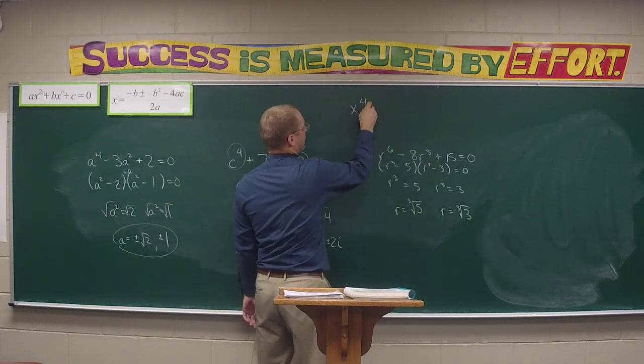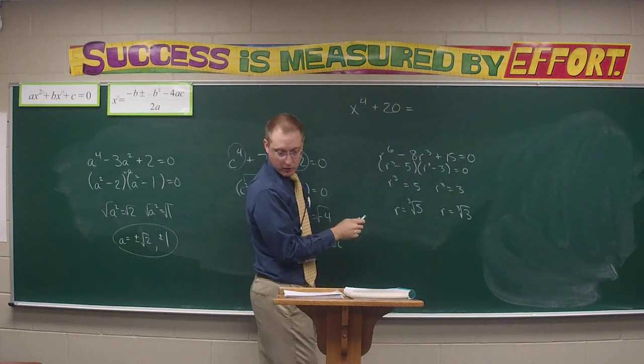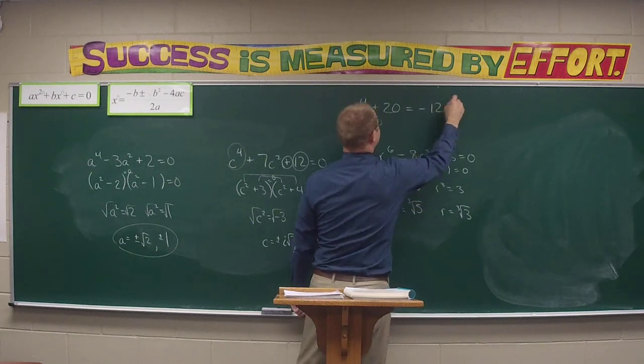Make your seats. X to the 4th, positive 20 is equal to, where'd it go? It ran away. Negative 12, x squared. Add your seats.